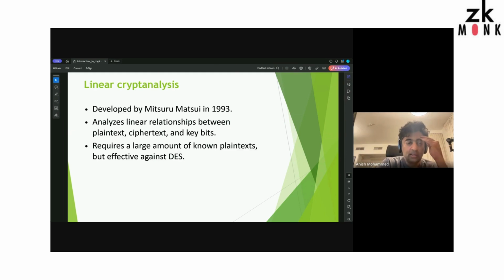Okay, so then there was linear cryptanalysis. This is Matsui. It analyzes the relationship between plaintext, ciphertext, and key bits, and it requires a lot more text. So 2 to the power 43 was differential cryptanalysis, if I'm remembering off the top of my head, and 2 to the power 47 or 48 is linear cryptanalysis. Can I have the next slide, please?